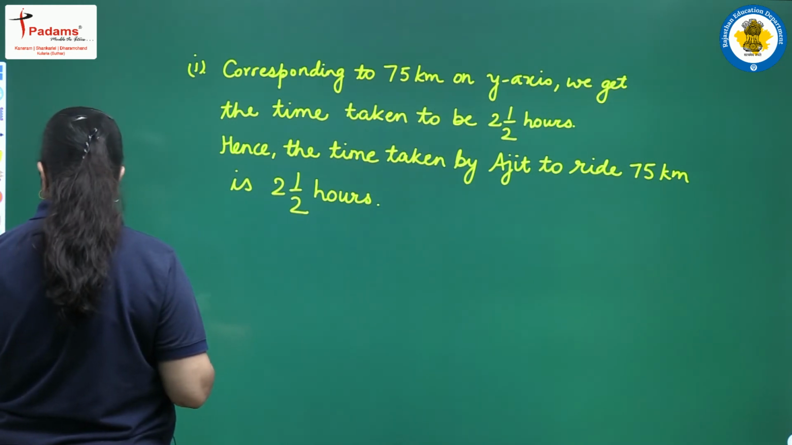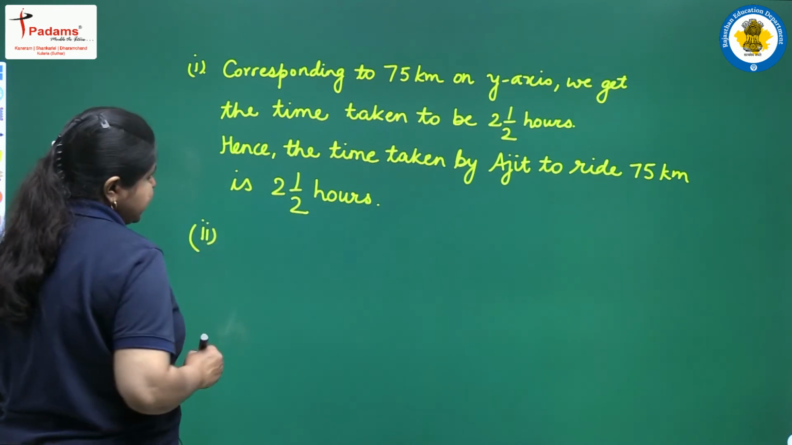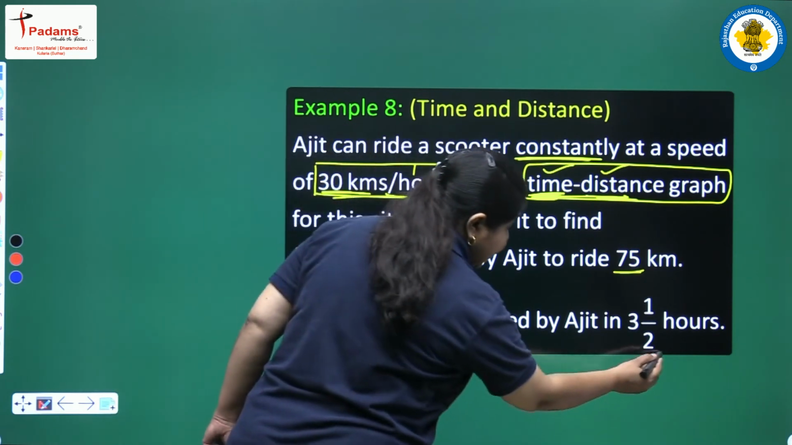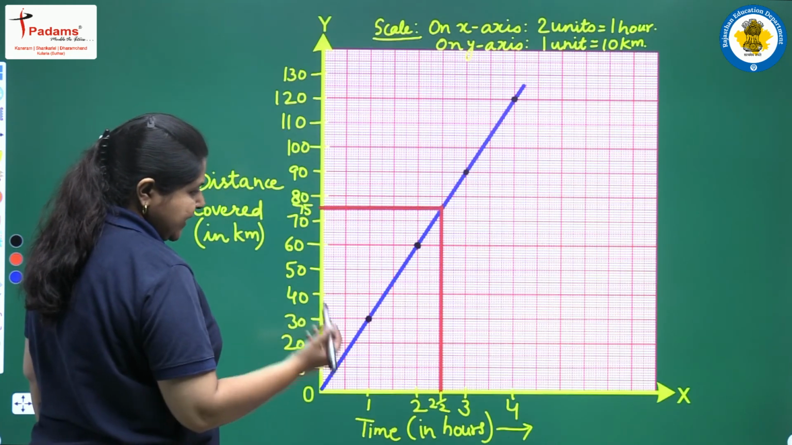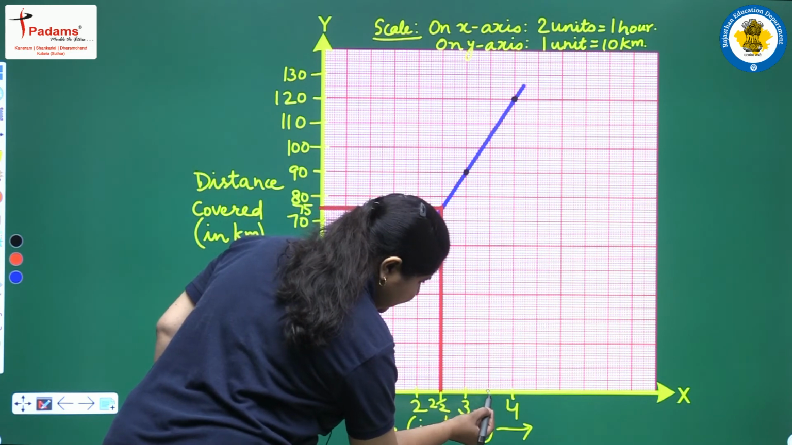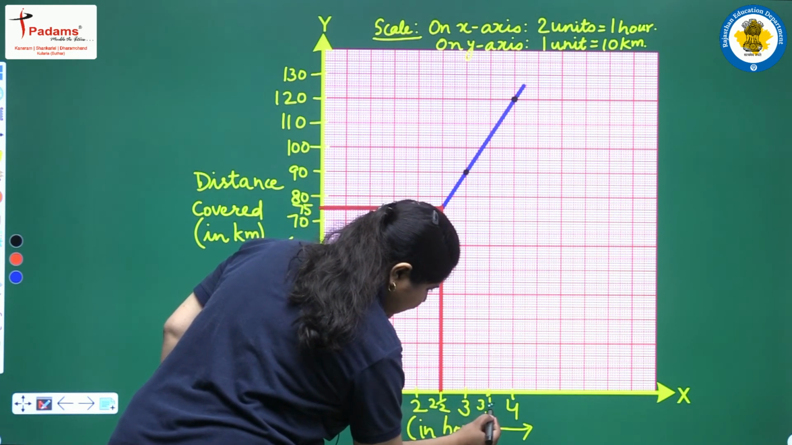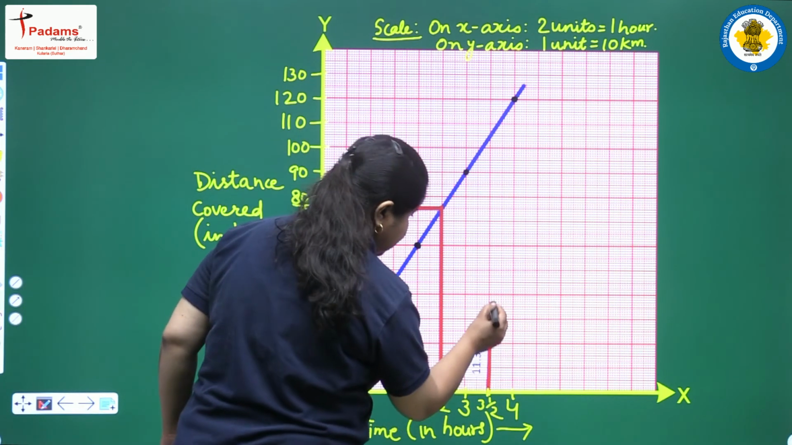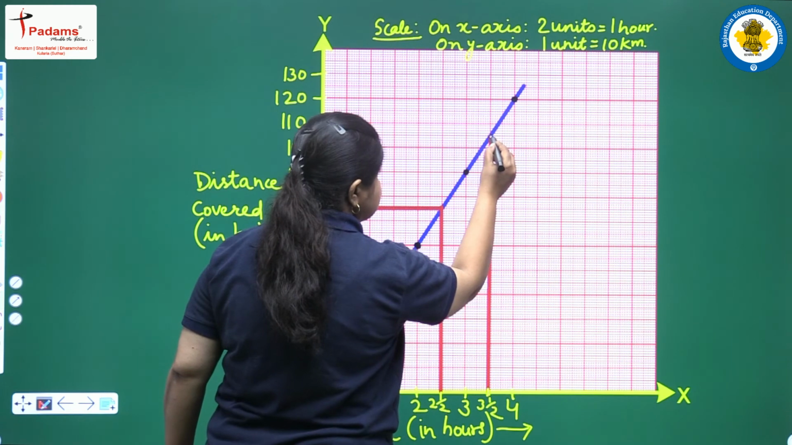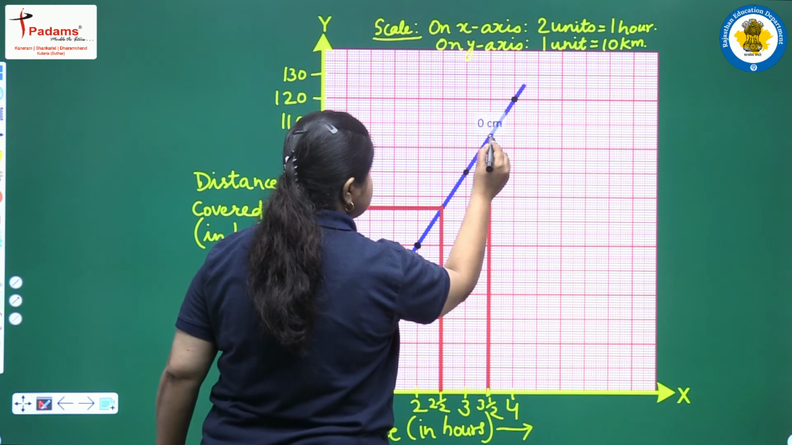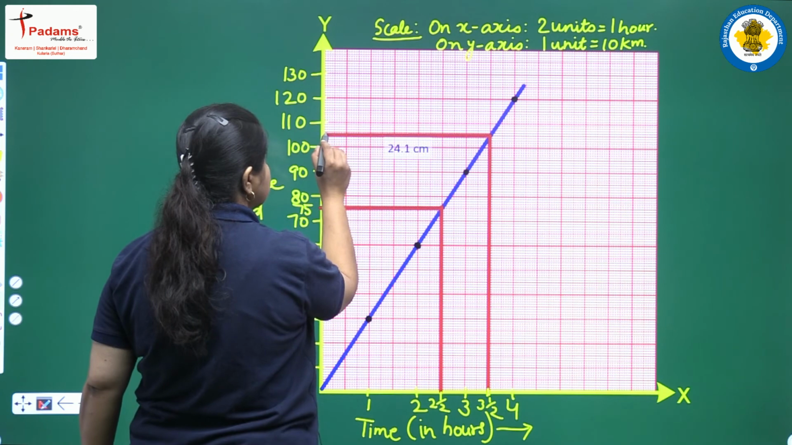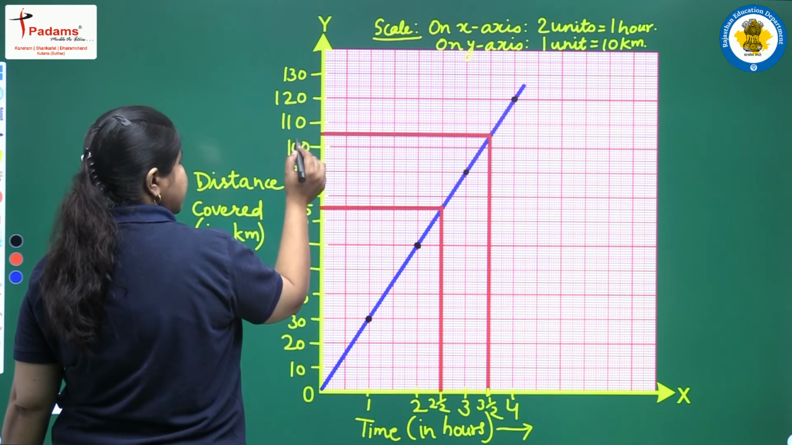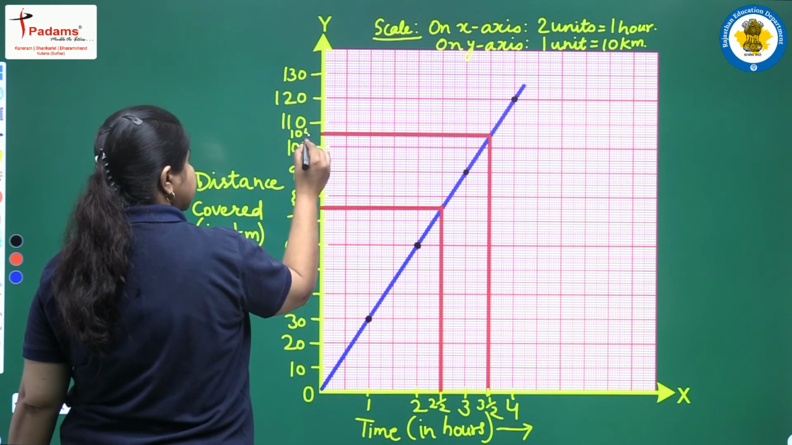Then we have the second part related to this question. Let us go back to the question here. The distance covered by Ajit in 3.5 hours. So now let us go back to the graph. Where will we find 3.5 hours? Between 3 and 4. Here we will find 3.5 hours. And now for this we will again go from here towards the graph in this way, and then from here we go towards the y axis, and this gives us the point. This is between 100 and 110, so it relates to 105 kilometers.